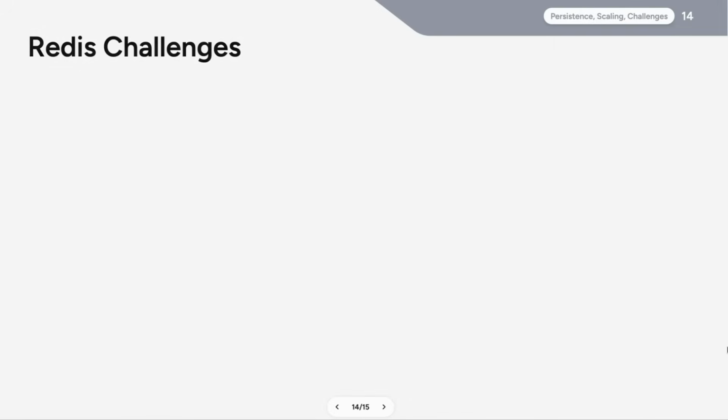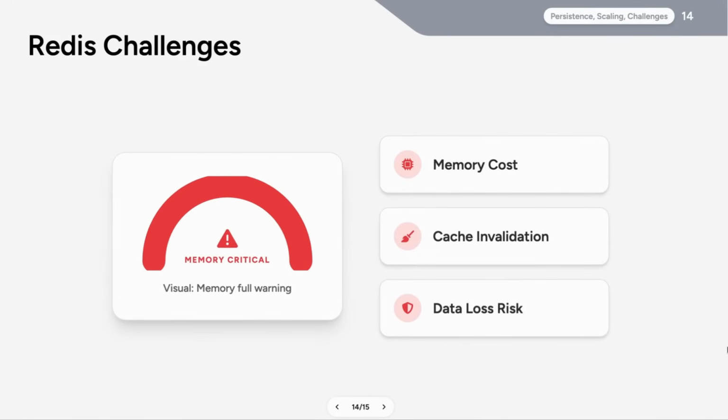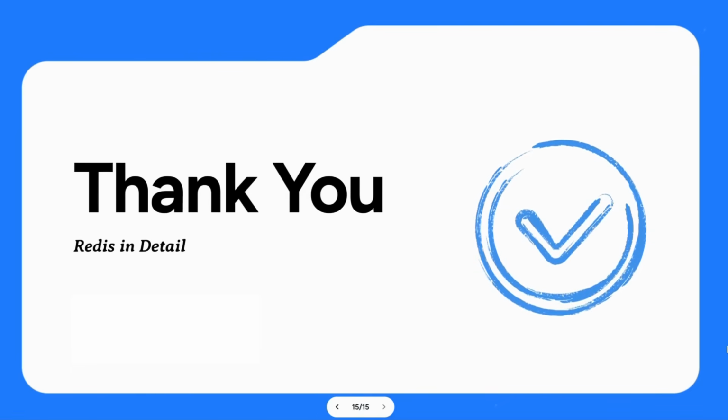There are some challenges as well with Redis, like being memory expensive, because RAM costs more than disk, that we know. The second thing is cache invalidation, because stale data is always an issue with Redis. That is a challenge, but it can be solved. And data loss risk, because without persistence, every technology has trade-offs. So that is all about Redis.